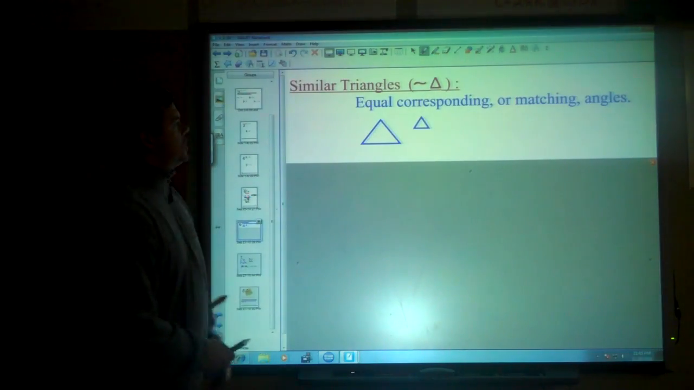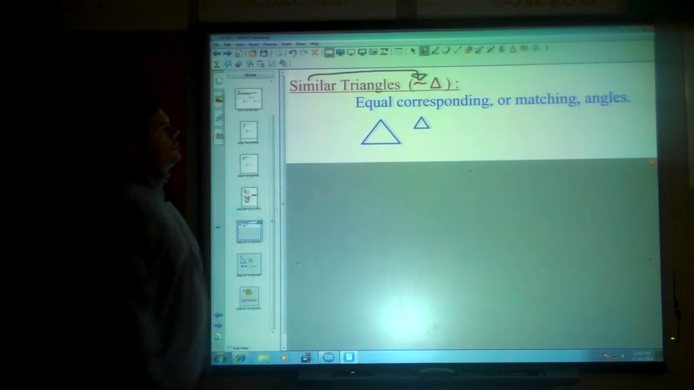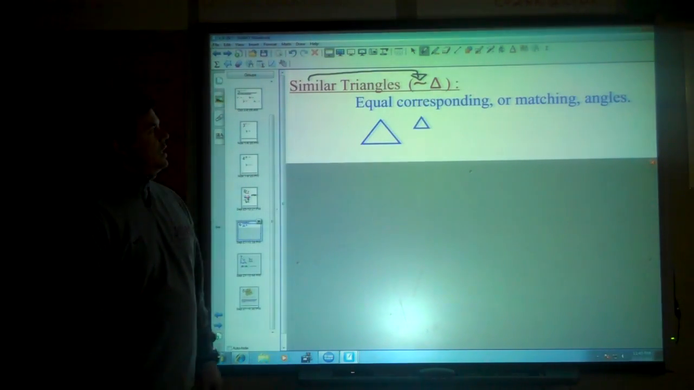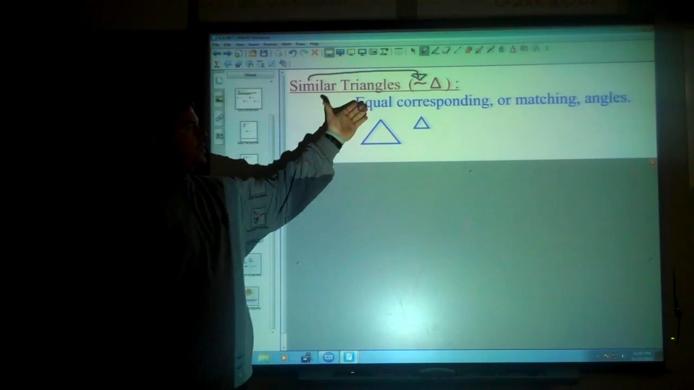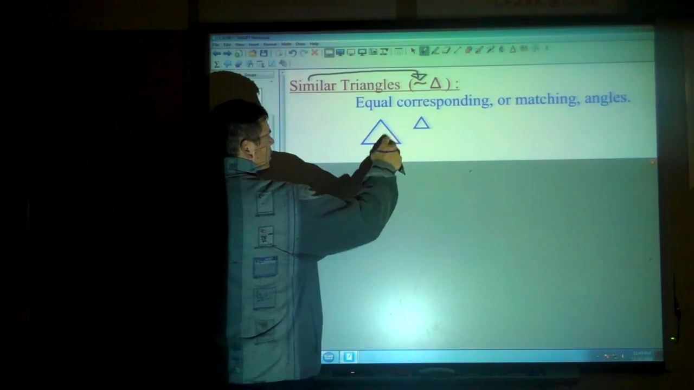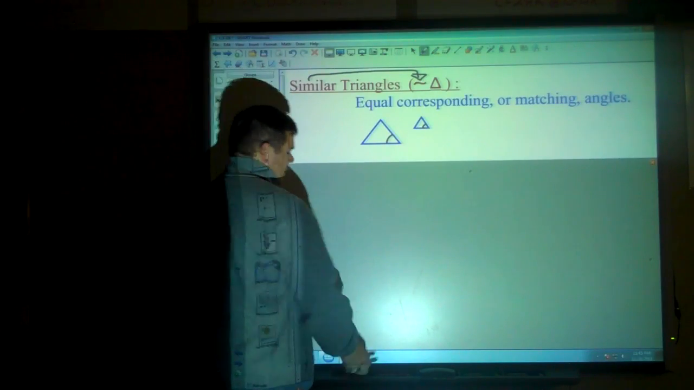Similar triangles. This is the symbol right here for similar. And then that's, go figure, the symbol for triangle. Equal, corresponding, or matching angles. Now that's a little tricky. Equal means the same. Corresponding is another way of saying matching. So this angle right here corresponds to that angle right there, because it's in the same location of the triangle.